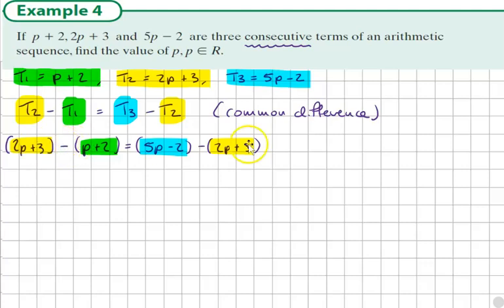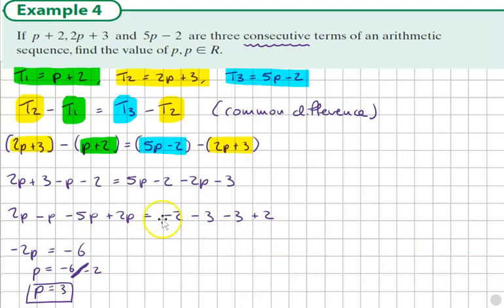The next is algebra, multiplying out the brackets and simplifying. So I bring down the 2p and the plus 3, then multiplying in the minus. Minus times p is minus p, minus times 2 is minus 2. Bring down the equals. Bring down the 5p, bring down the minus 2. Multiplying in the minus, minus times 2p is minus 2p. Multiplying in the minus, minus times 3 is minus 3.